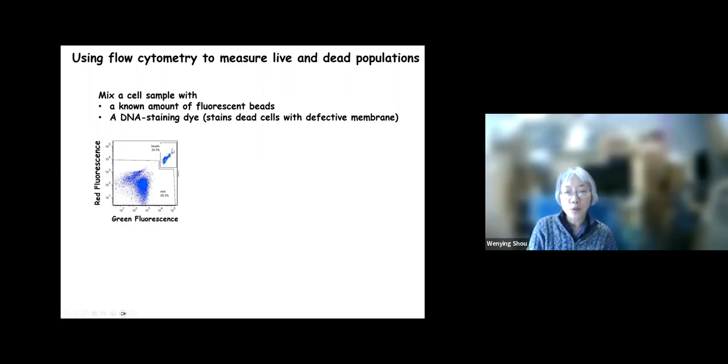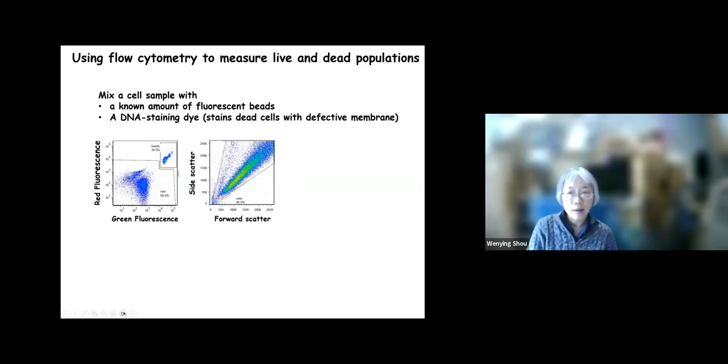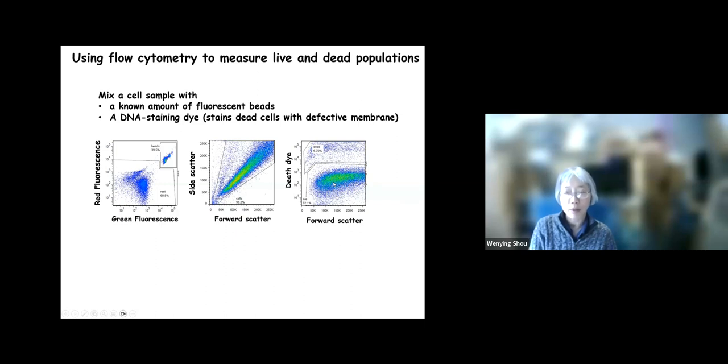The beads are super fluorescent, so they can easily be gated away from the rest. And this is forward and side scattering, and you can gate cells away from these tiny little dust particles. And from those cells, you can then gate again against the dye, the death dye. If it's a high death dye, it's dead, otherwise it's alive. So that's how we measure population dynamics. And if it's a mixture of the two strains, one red and one green, that can be further gated. Out of live cells, you can gate for the two populations.